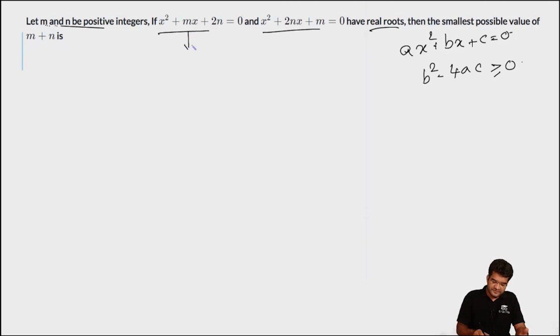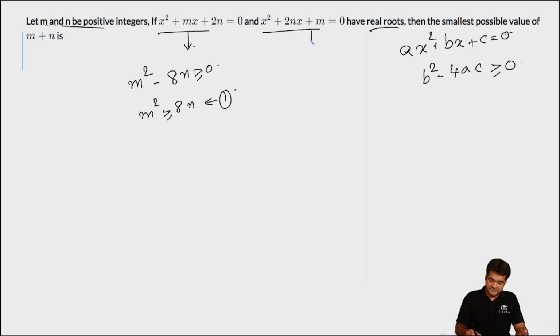So the first quadratic equation will have real roots if m square minus 4 times 1 into 2n, that is 8n, is greater than or equal to 0, or if m square is greater than or equal to 8n. This is the first inequality.